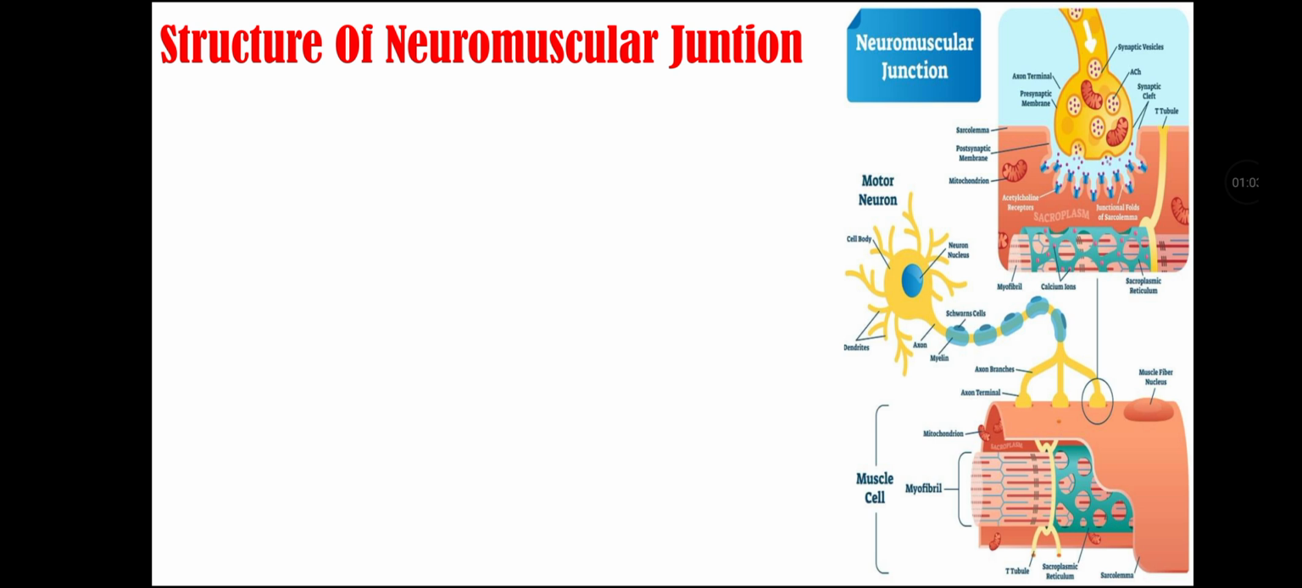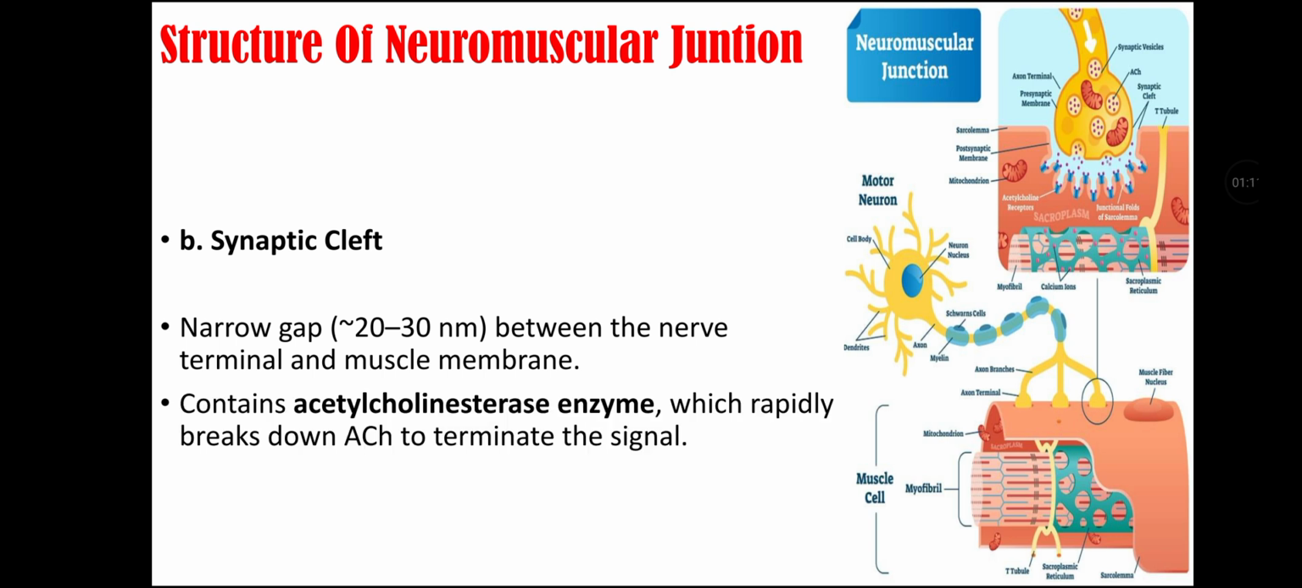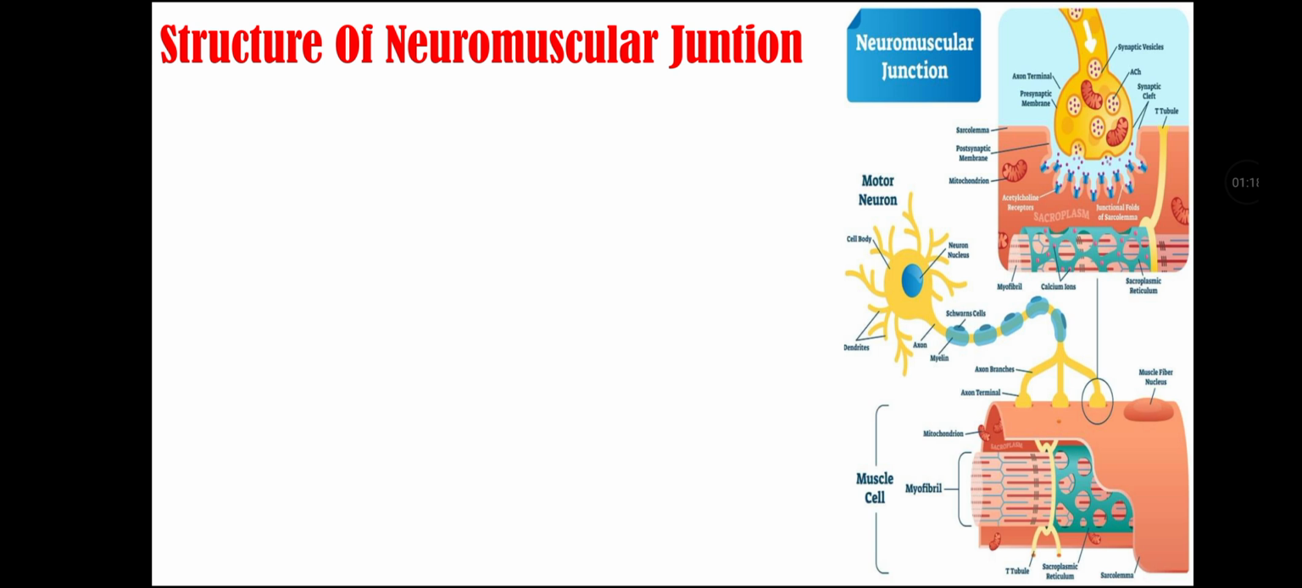Second component of the neuromuscular junction is the synaptic cleft, that is a narrow gap of almost 20 to 30 nanometers between the nerve terminal and the muscle membrane. It contains the acetylcholinesterase enzyme, which rapidly breaks down acetylcholine to terminate the signal.